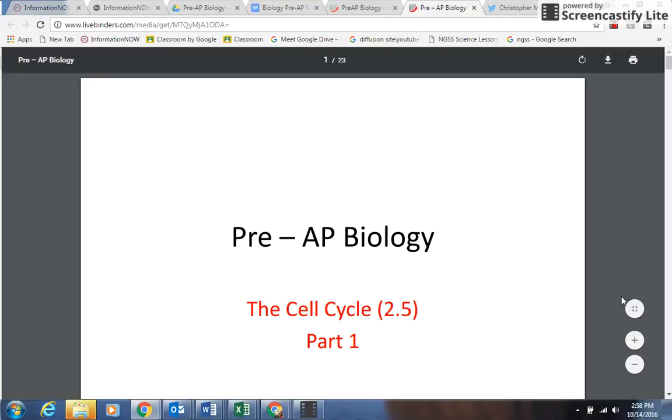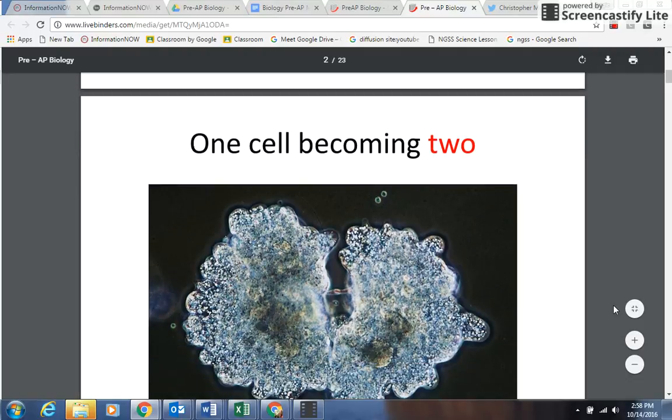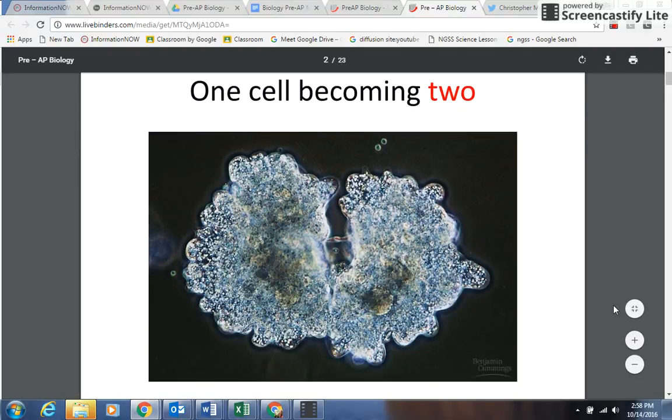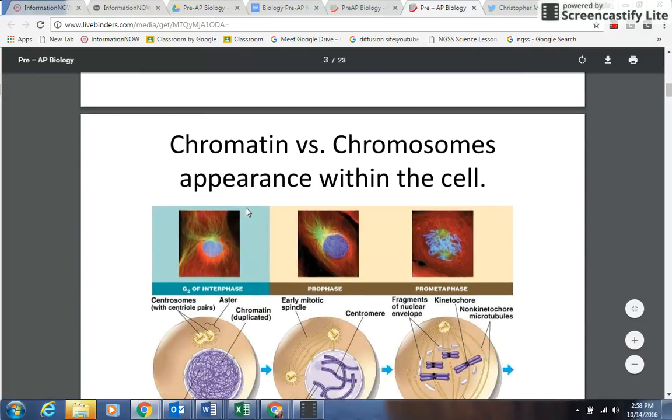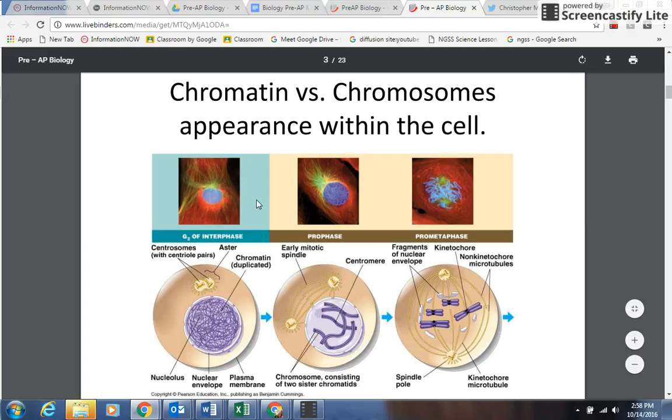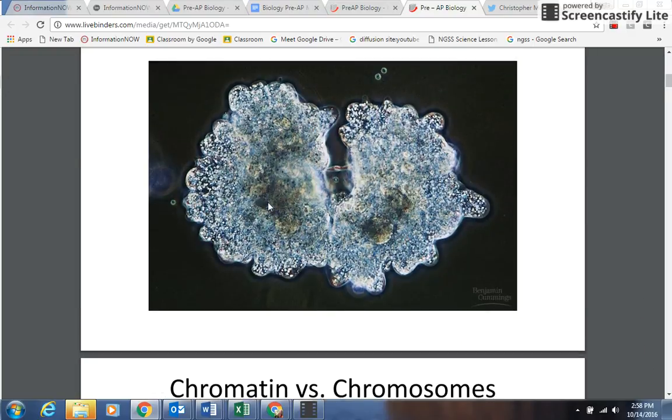Cell cycle, part 1. All right, so we want to look at the cell cycle and how we actually get new cells. How do we make new cells? What is happening here? In this picture, you can see one cell becoming two different cells.